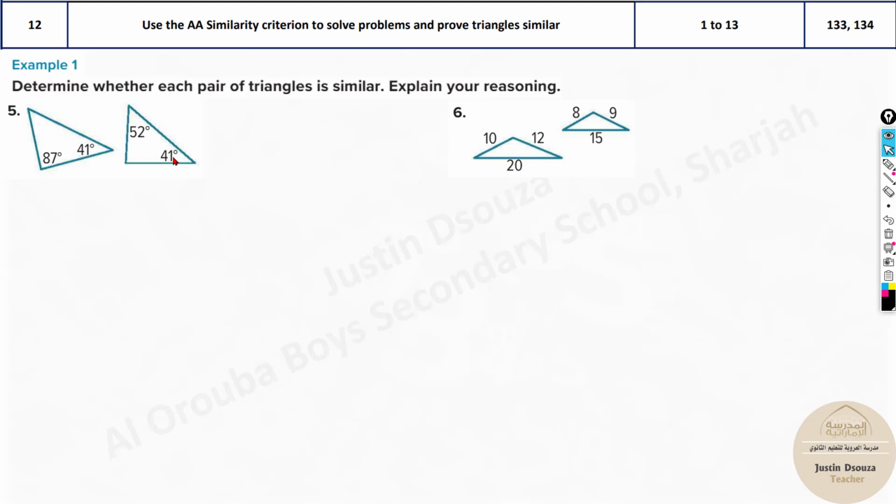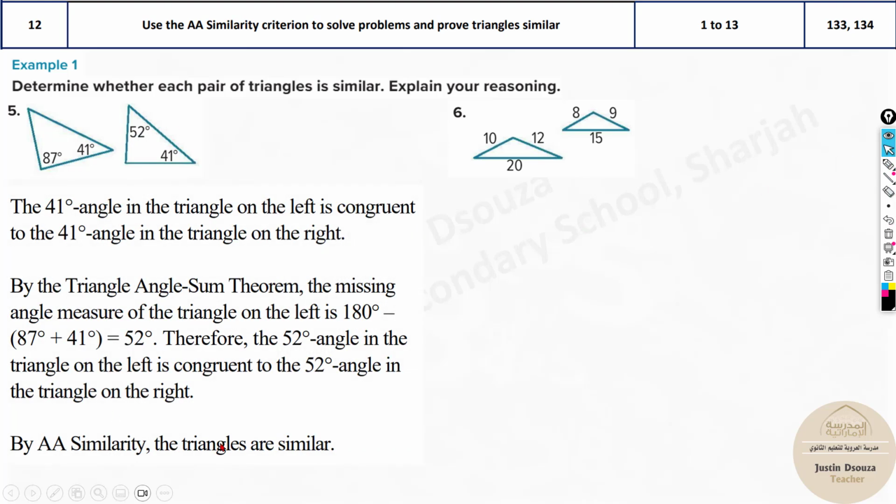See, 20, 41, 41 is same, but what about the other one? So please make sure you solve it. It is similar because when you solve it, you'll get 52 here. Then all three are same. But now here we don't have angles, we have sides. How do we solve this one?